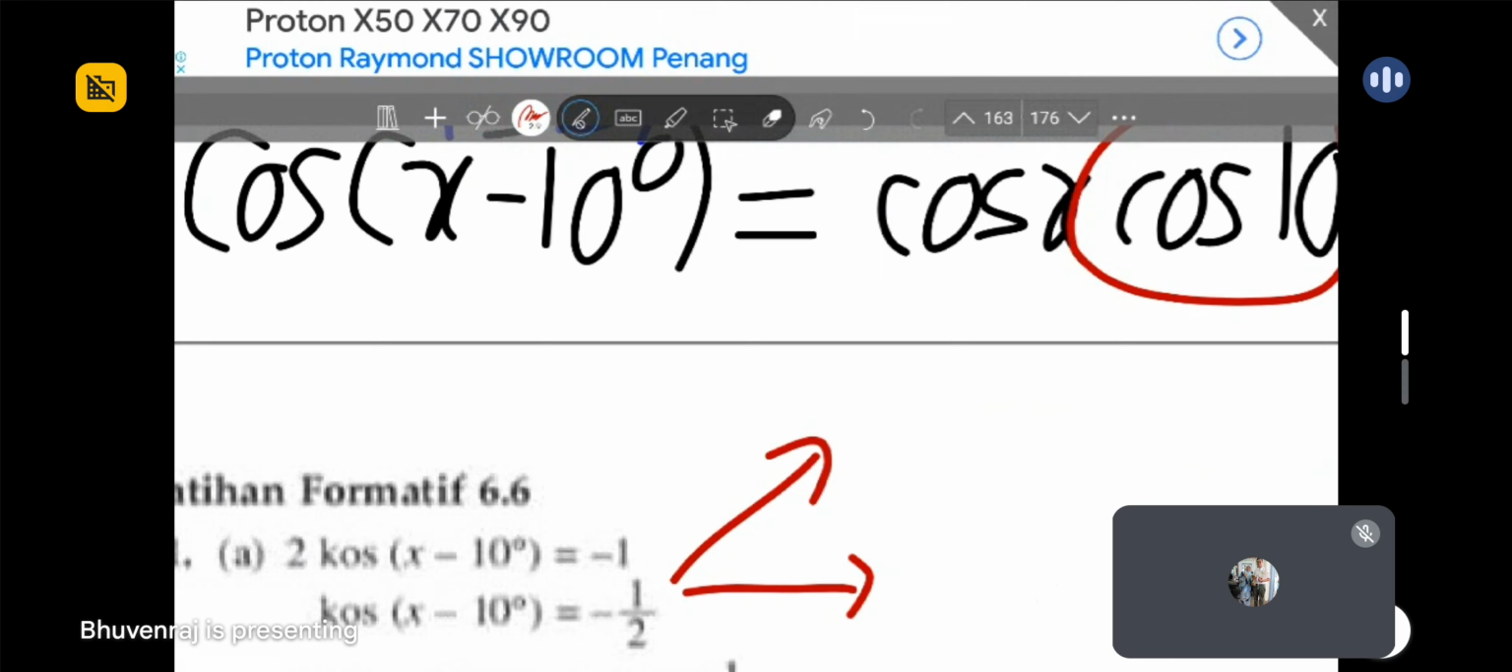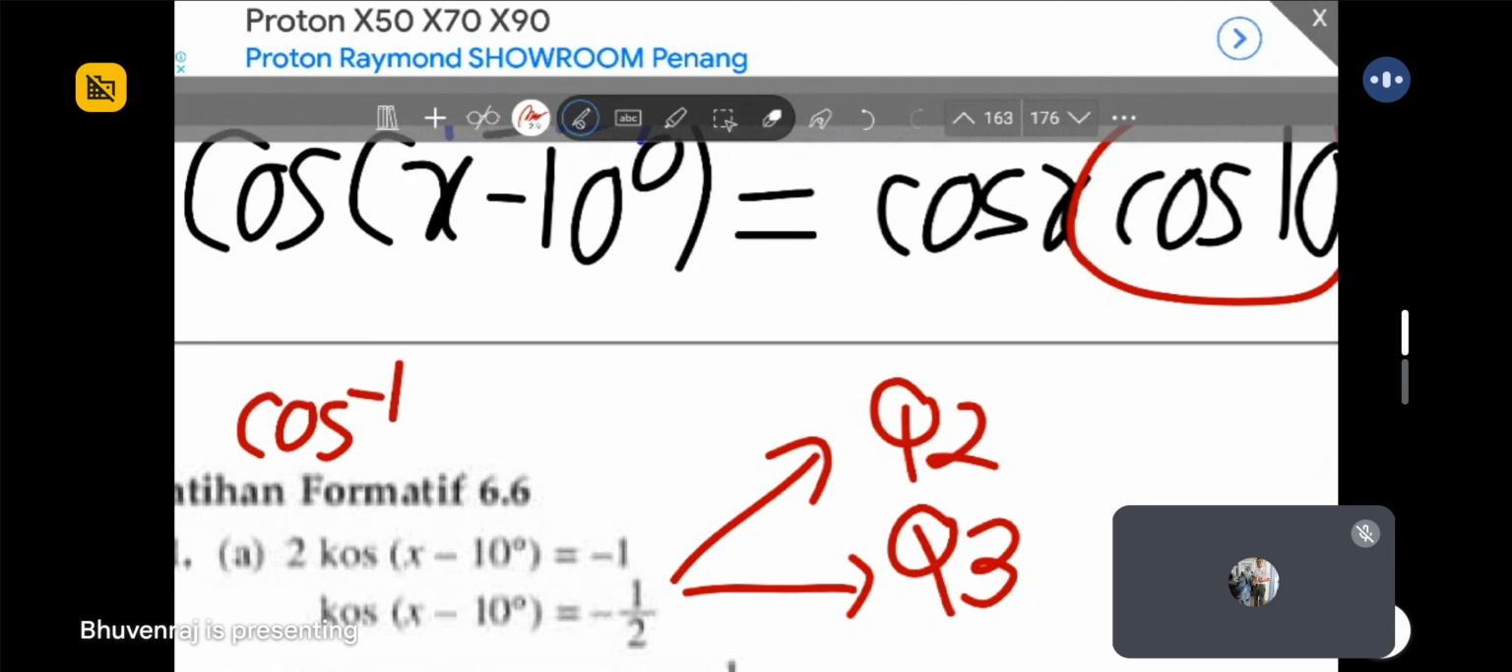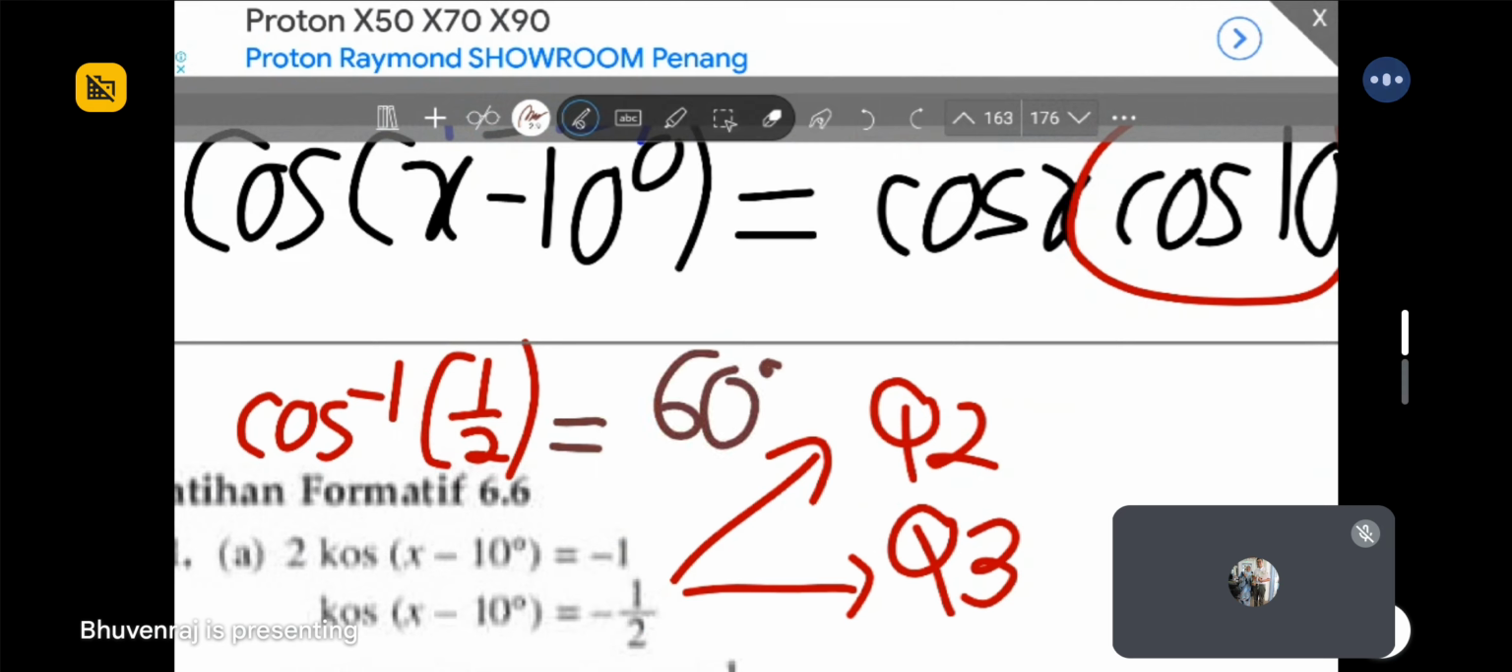Yes, correct. Betul. The answer is quadrant 2 and quadrant 3. Sukuan kedua dan sukuan ketiga. Always, when you have this equation, the first step is to find the reference angle, sudut rujukan. You just need to cos inverse half. Make sure setengah saja. Jangan inverse nilai yang negatif. Don't include the negative value in the calculator, or else you will get a different answer. Jawapan kamu berbeza. Take the magnitude only. Ambil magnitud dia sahaja. When you cos inverse half, you should get 60 degrees.